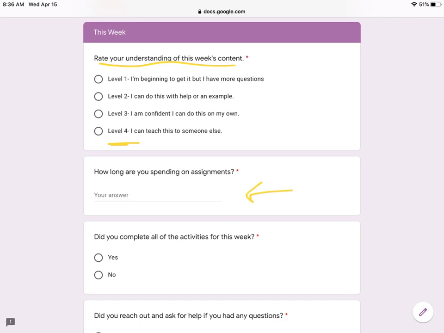Just curious, how long are you spending on math assignments? Is it taking you too long, too short? Like, what's the pace like for you? Did you get to all the activities this week? Yes or no? Did you reach out for any help if you needed it? Just kind of surveying where you're at right now.